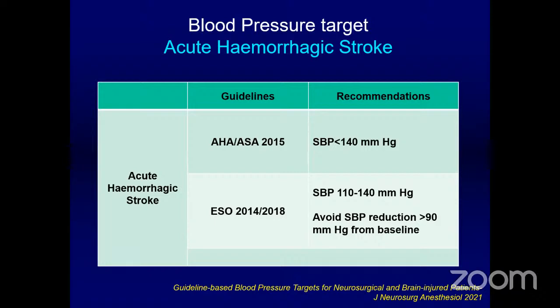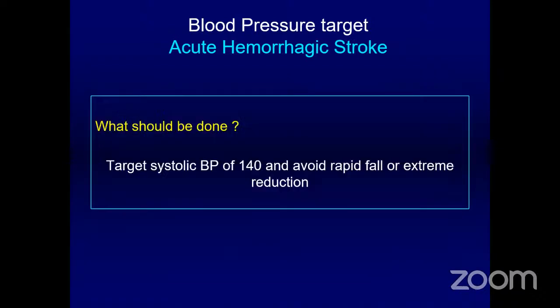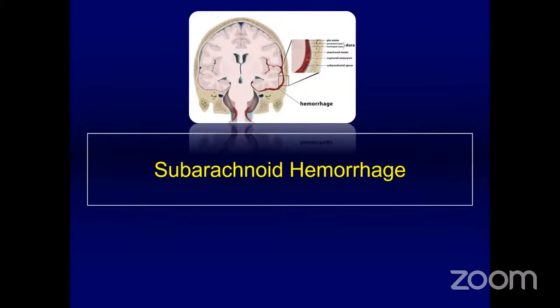But we should be avoiding a systolic blood pressure reduction of more than 90 millimeters of mercury from the baseline. So don't try to bring it down from 220 to 130 or 120. Basically, we need to take it down gradually by 15-20% and to a target of less than 140. So the simple answer that we can follow is, for patients with acute hemorrhagic stroke, the target systolic blood pressure of 140 should be taken. Anything less than that is good. And we should also avoid the rapid fall or extreme reduction of blood pressure in these patients.